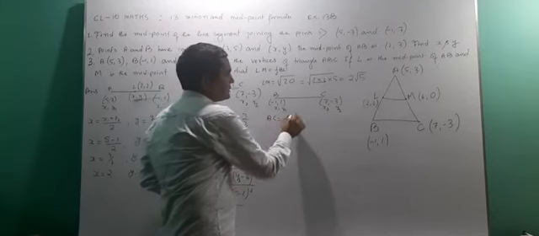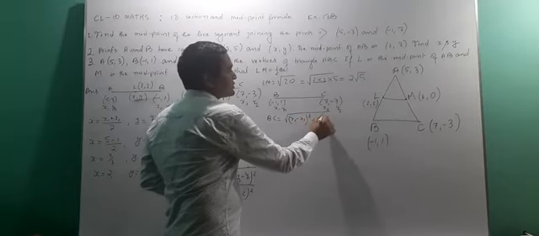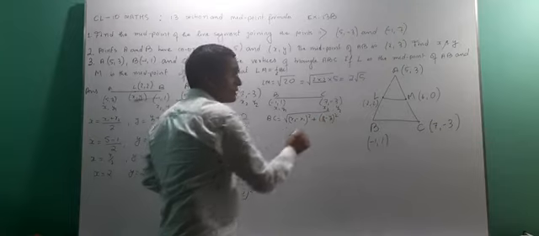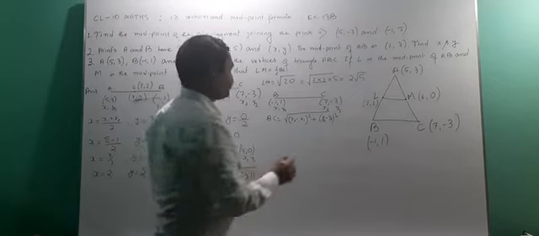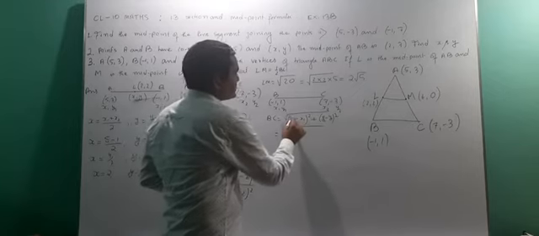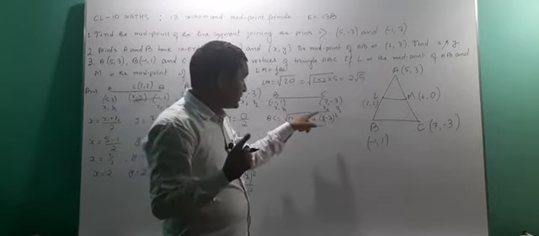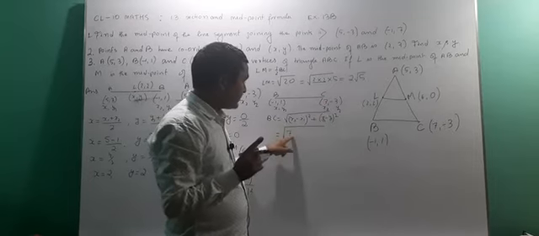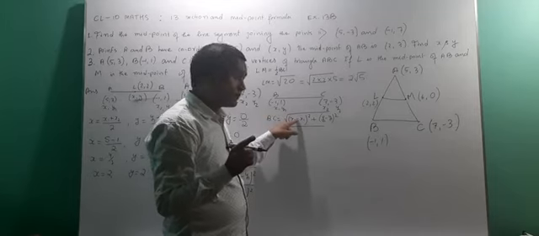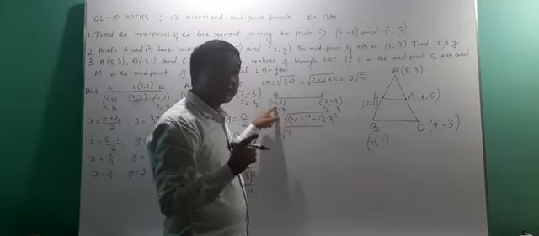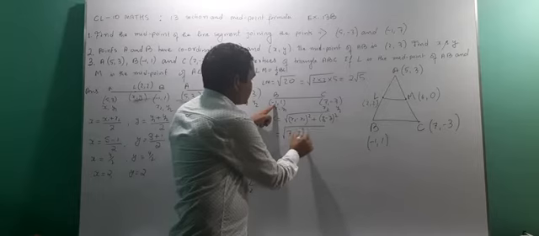BC equals, using the same formula, x2 minus x1 whole square plus y2 minus y1 whole square. Now substitute values, and while substituting, use their proper signs. Now x2 is 7. Now look here, a very important point is there. x2 is 7, then minus x1, which is minus 1, and minus times minus is plus, so 1 square.